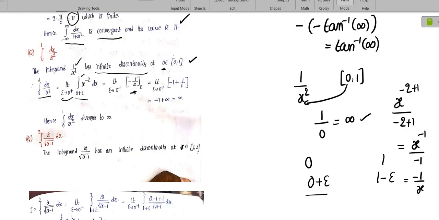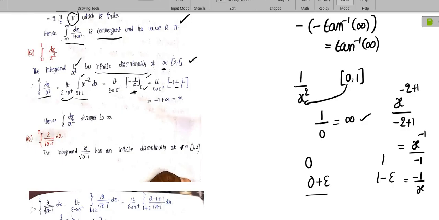Here I have written the limits 0 plus epsilon to 1. 0 plus epsilon is nothing but epsilon, and 1 is as it is. First I am going to substitute the upper limit, minus 1 by 1. That is minus 1 only. Minus of minus 1 means plus 1. Epsilon I am substituting in the place of x, then I am getting 1 by epsilon.